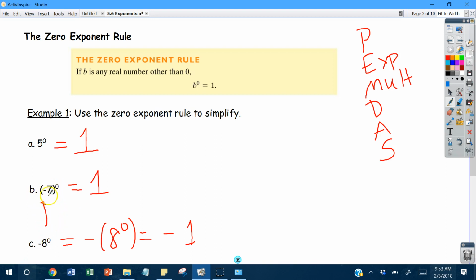When you have the parentheses around the negative number, you raise it to the 0, that's 1. If you don't have parentheses, you got to raise it to the 0 power first, and then keep that negative sign, which ends up with -1.